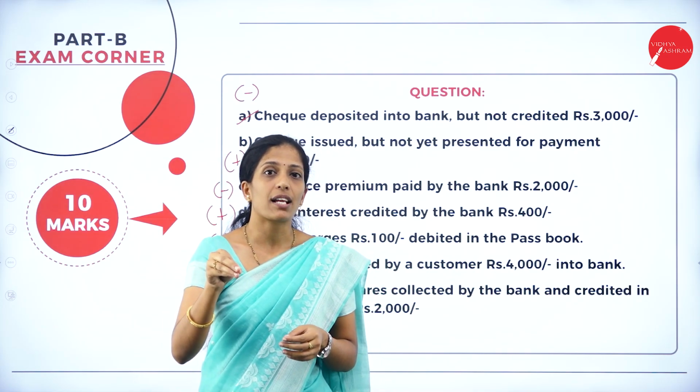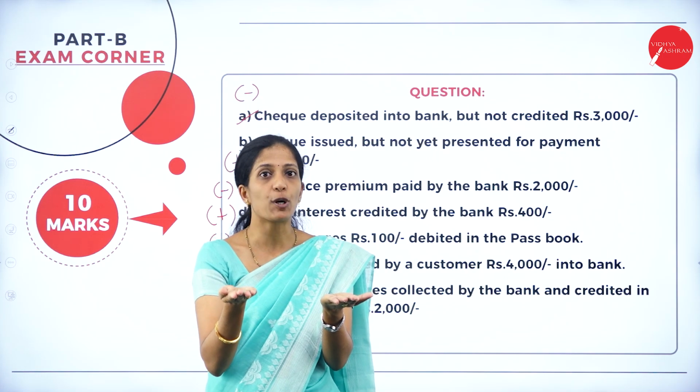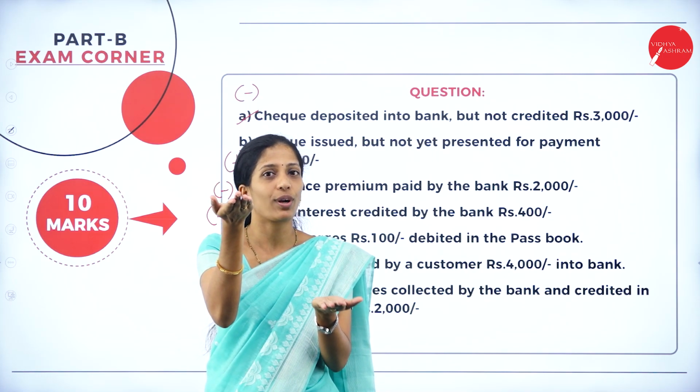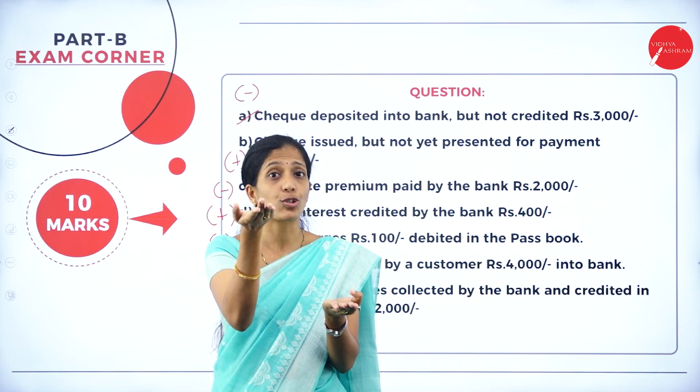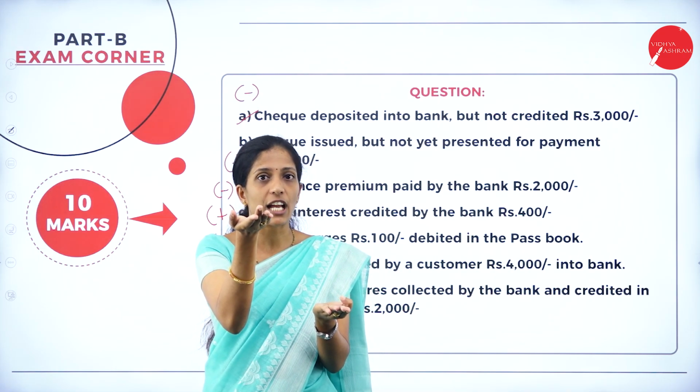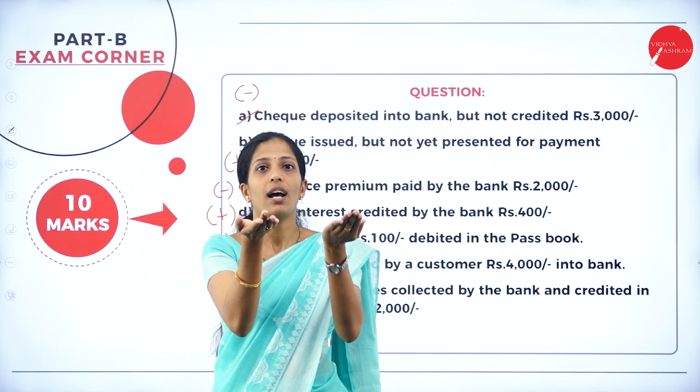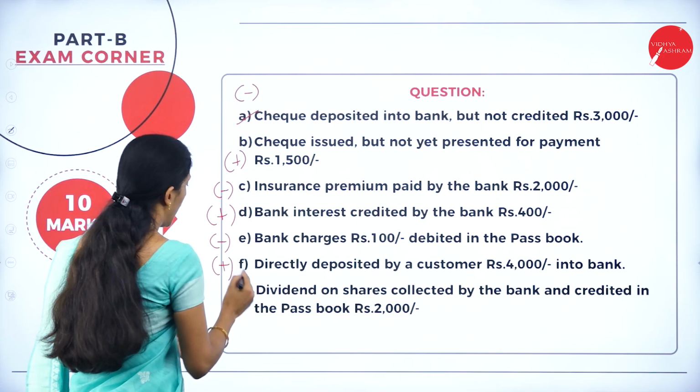Directly deposited by a customer into bank. So, my passbook increases, where I don't know any information about the deposit into bank, correct? So, my cash book is showing less balance. I have to adjust cash book to passbook. So, what I have to do? Add. So, this is add.